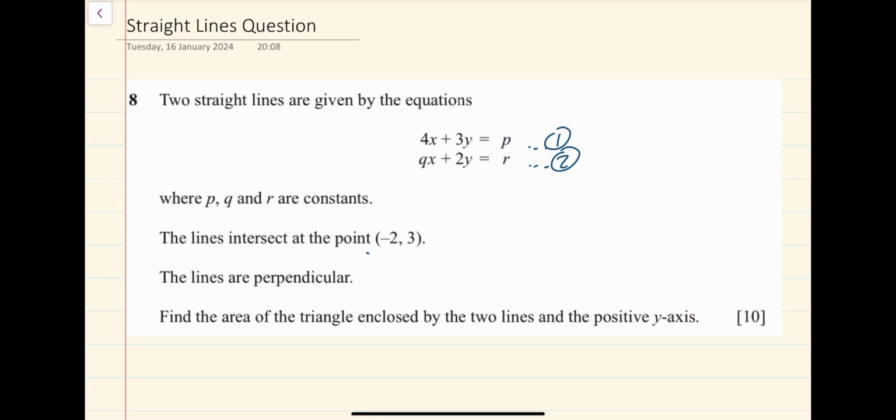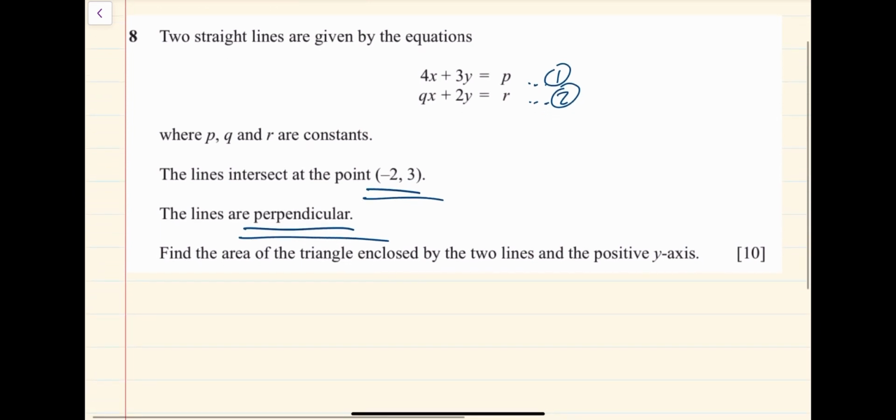The lines intersect at this point, and the lines are perpendicular. So find the area of the triangle enclosed by the two lines and the positive x-axis. That means we've got to find where they cross the positive x-axis. So first thing we need to do is find the value of p, and the value of r and q as well.